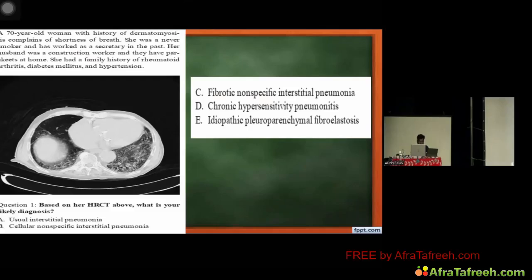A 70-year-old female, history of dermatomyositis, complaints of shortness of breath. She was never a smoker and has worked as a secretary in the past. Her husband is a construction worker and they have parakeets at home. She has a family history of rheumatoid arthritis, diabetes mellitus, and hypertension. Based on the HRCT above, what is your likely diagnosis? What will you go for?